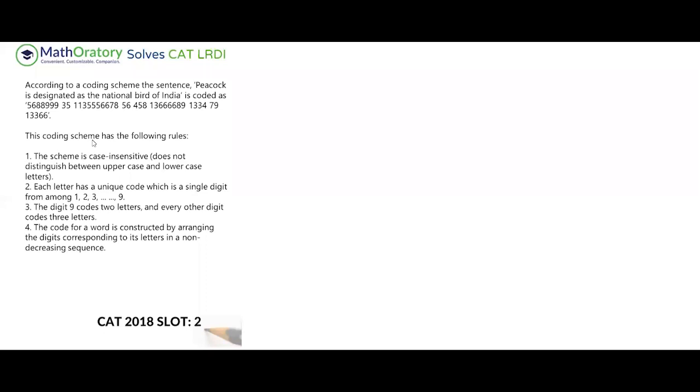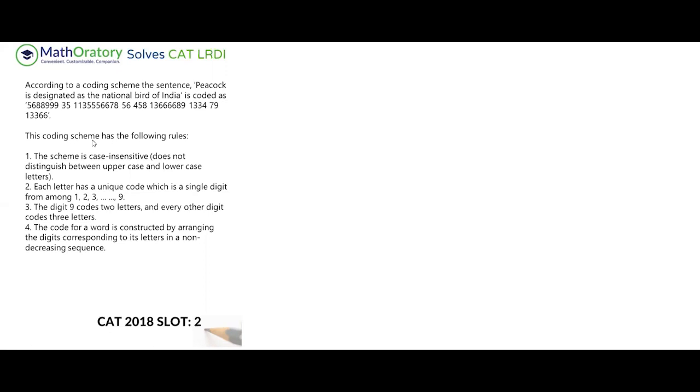Point number two is important. Point number two tells us that each letter has a unique code. It doesn't say a letter has a distinct code. So it has a unique code. For each letter, you will have one code, which is a single digit among 1 to 9. So zero is not used. You can see that in the coding also. And it's obvious from point number two that only the digits 1 to 9 are used.